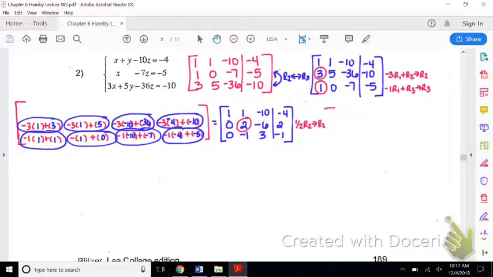And I'm not going to write out the work step on this one. First row doesn't change. I'm going to do my third row because it doesn't change. And then multiply row 2 all by 1/2. So 0 times 1/2. 2 times 1/2. -6 times 1/2. And 2 times 1/2.